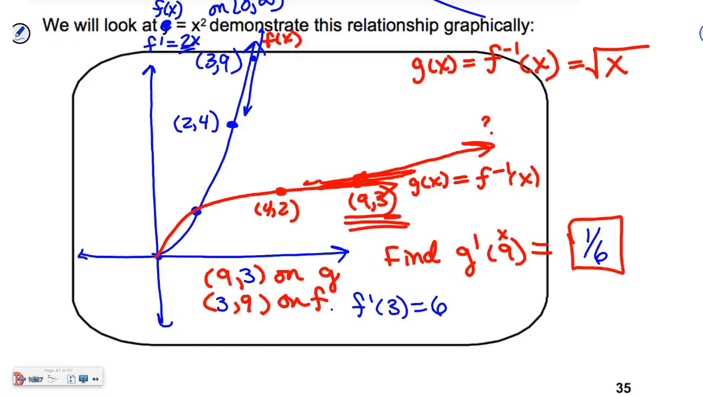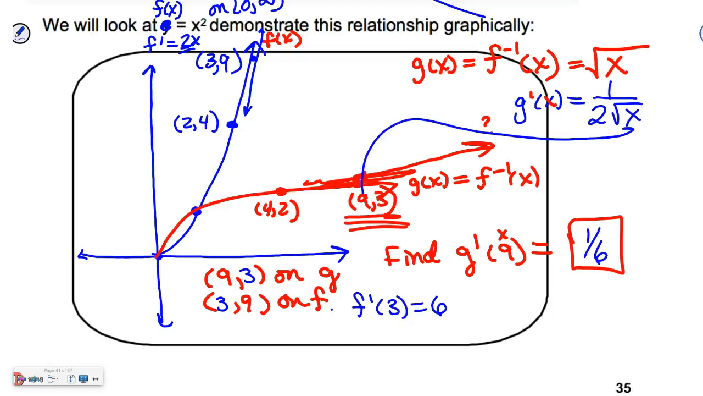We know that we could have done this with the math because we could see the functions. Let's go find g prime. What's the derivative of x to the 1/2? That's one we have memorized. What is it? 1 over 2 root x, right? My goal was to find that at 9. Did I get the 1/6? Is it verified, right?